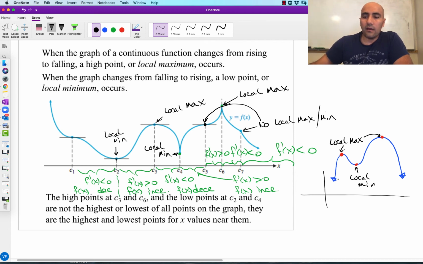But then, based on the way I drew it, this is also going to be the tallest value, the maximum value of my entire graph, because these little arrows indicate that it's going to go down from this direction and this direction. So therefore, we can kind of upgrade this point. Yes, it's still a local max, but also it's the absolute maximum.